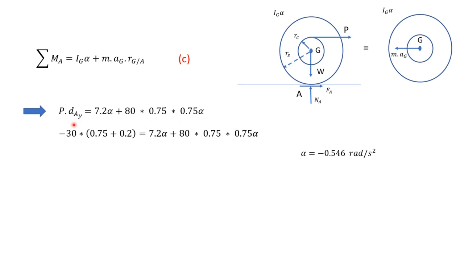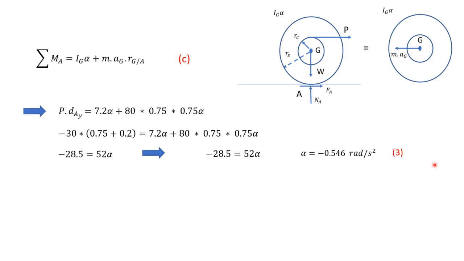We can substitute the parameters in, putting the sign to tell the direction. This will take you to the clockwise direction, so it's going to be negative. This will take you to the counterclockwise, so it's going to be positive. And IG alpha is going to be positive because we consider that to be the direction of the rotation. Now, with this equation, the only thing we need to solve is the alpha. So we come out with the alpha value equal to negative 0.546 radian per second squared.